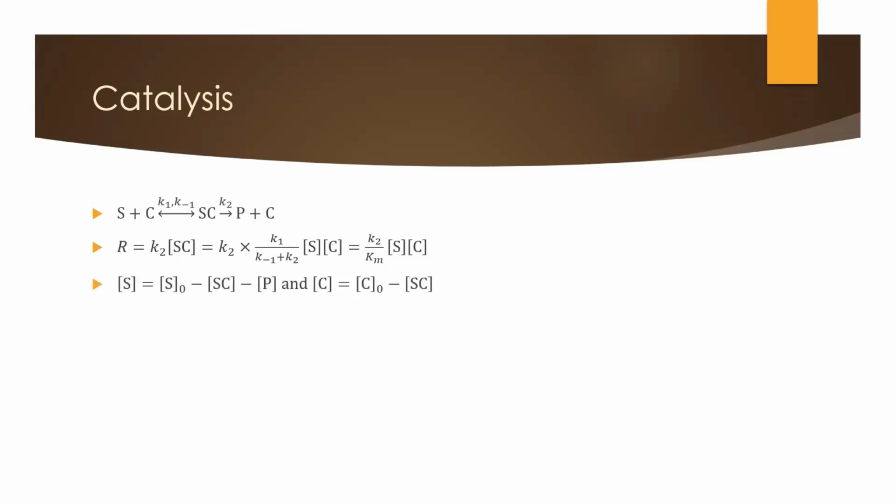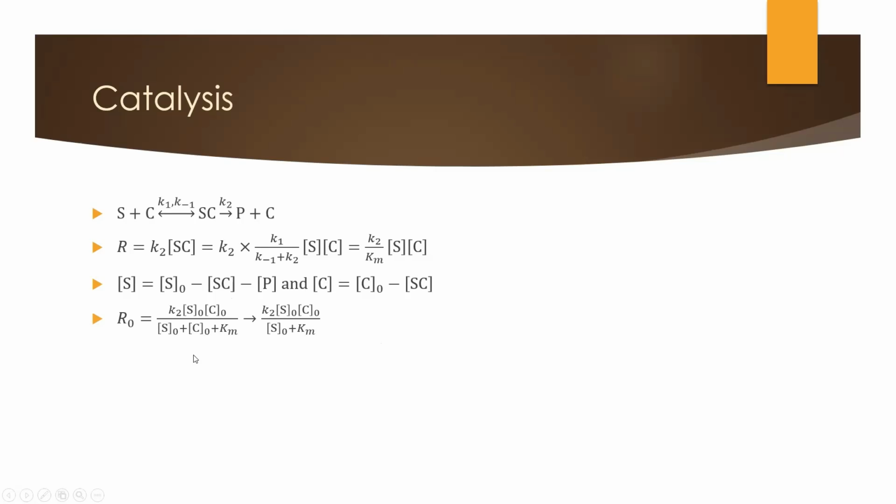So we can define the concentration of substrate as the initial concentration of substrate minus the substrate in complex with the catalyst minus the product. And we can define the concentration of catalyst as the concentration of initial catalyst minus the substrate catalyst complex. Using this, we can bring this all together to find an initial rate, which we can define as K2 times S naught times C naught over S naught plus C naught plus Km.